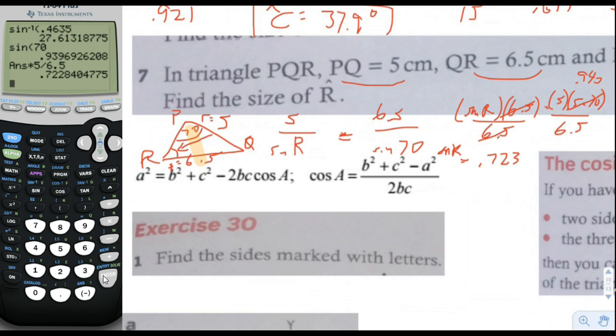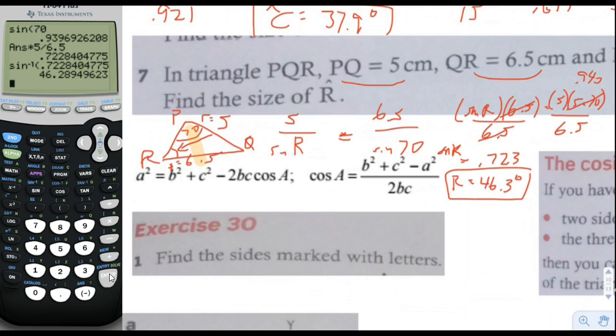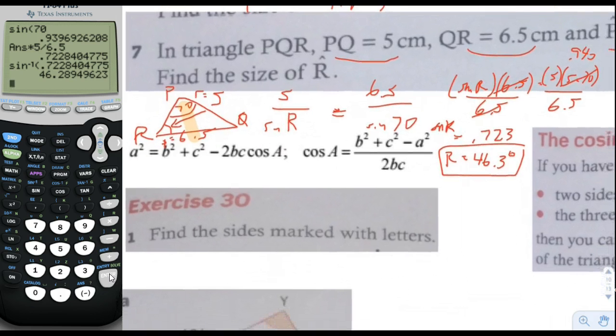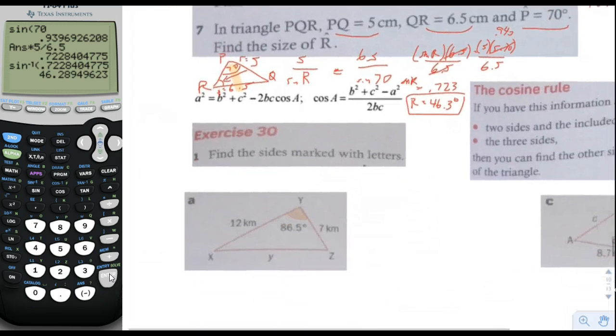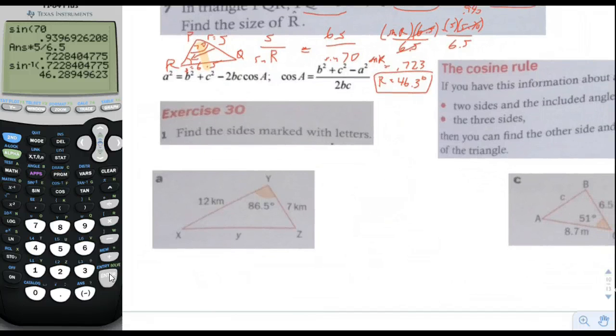And then we're going to take the inverse sine of both sides. So inverse sine of 0.723 is 46.3. So r is 46.3 degrees. Okay. Those were exercises on how to use sine rule.